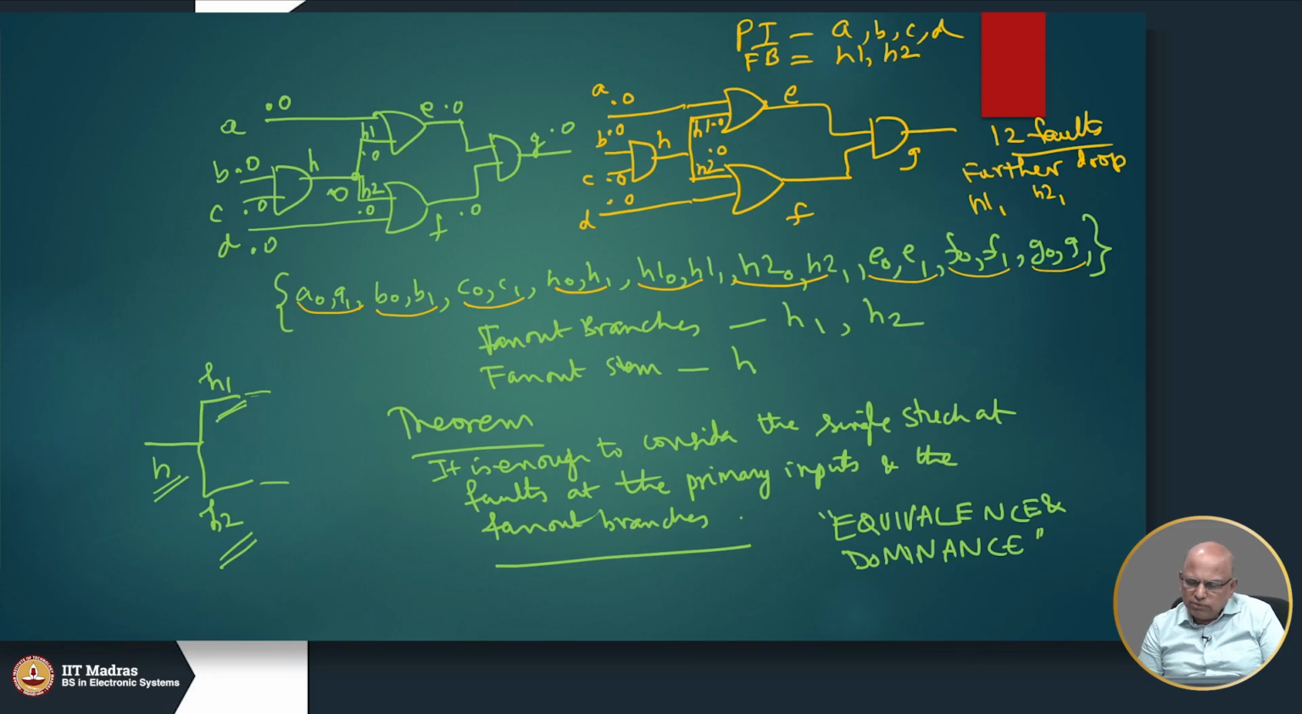In fact, we can do a little bit more. See, B0 and C0 are the same. So, if you are looking at C0, we can drop B0. So, we can bring it down to 9 faults. So, we started with 18 faults and we can go down to 9 faults. So, this is a useful technique. It reduces our effort.